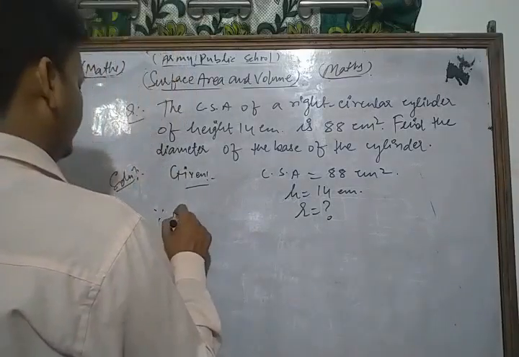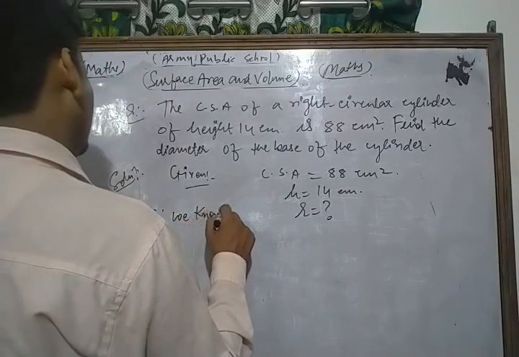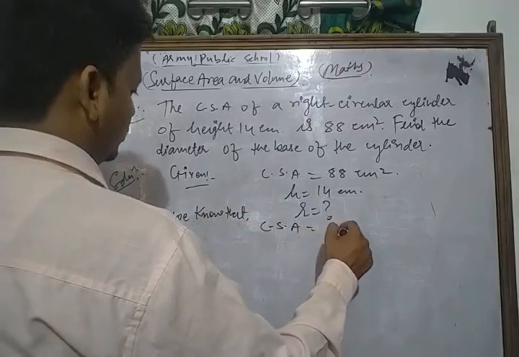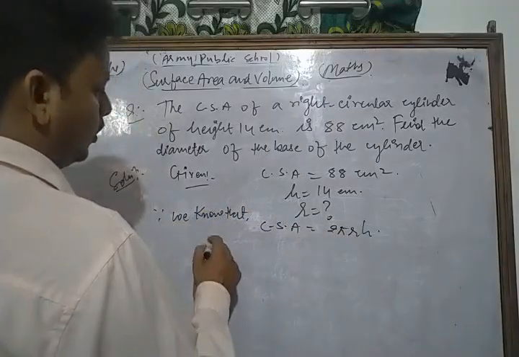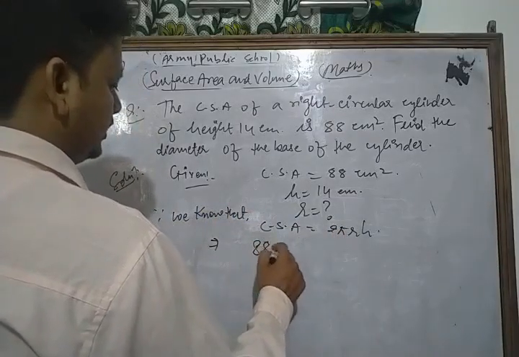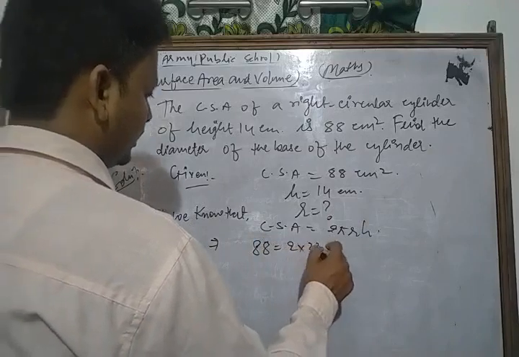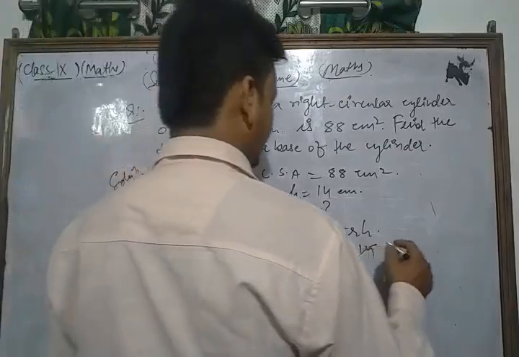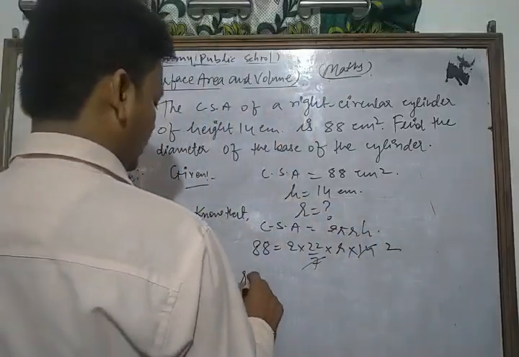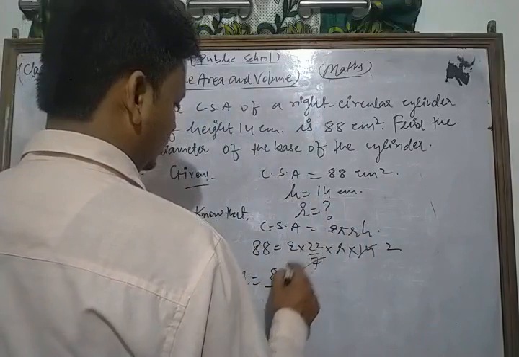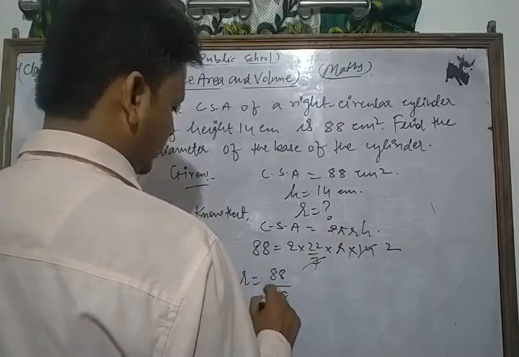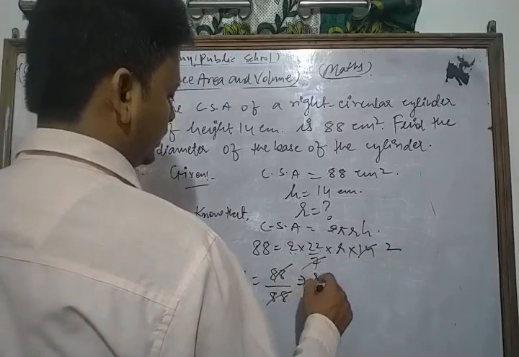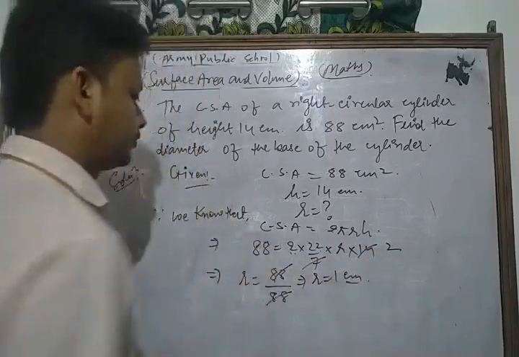Since we know that the formula for curved surface area is 2 pi r h. Now we put 88 here, 2 into 22 upon 7 into r, and this is 14. So 7 2s are 14. So r is equal to 88 upon 88, because 22 2s are 44, 44 2s are 88. So cancel here. So the value of r is 1 centimeter.